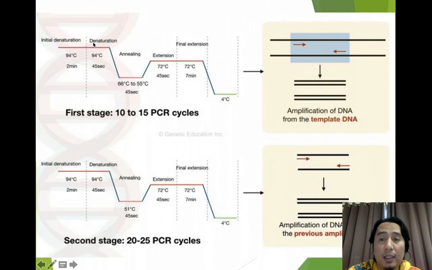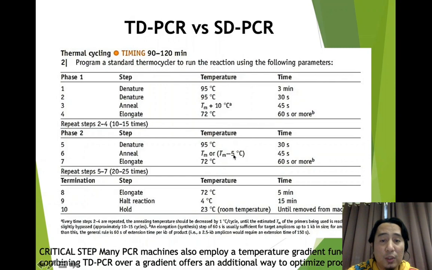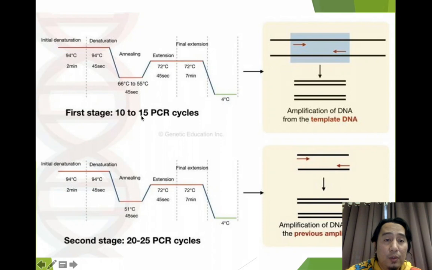Okay, so this is the first phase, and this is the second phase. During the first phase, this is the initial denaturation, normal. And when it enters the second part, denaturation, annealing, and extension. So for example here, this is the final Tm. It takes this 55. So for example, this 55, 50 plus 5 becomes 51. Understand? So 6 cycles, 10 to 15 cycles. So the temperature range is from 66 until 55.